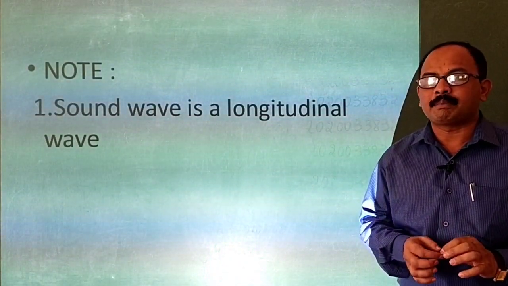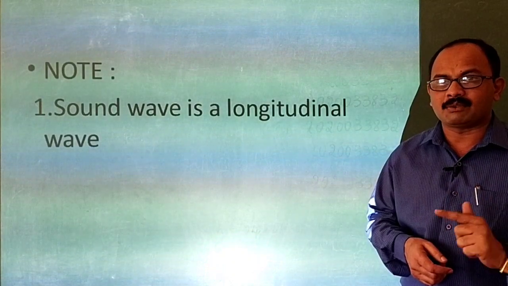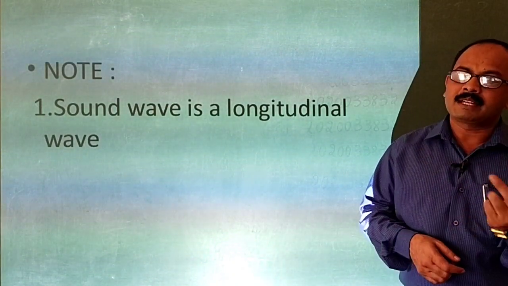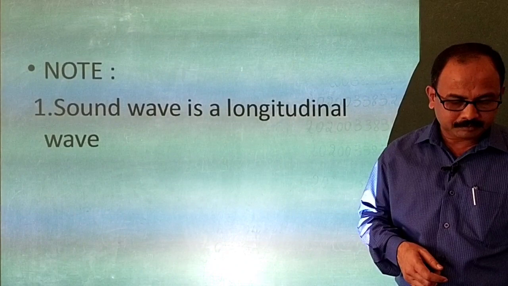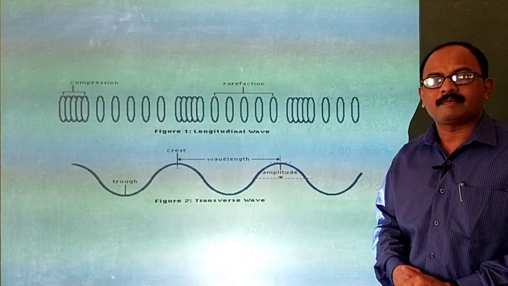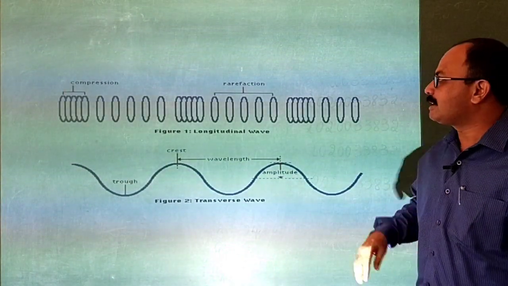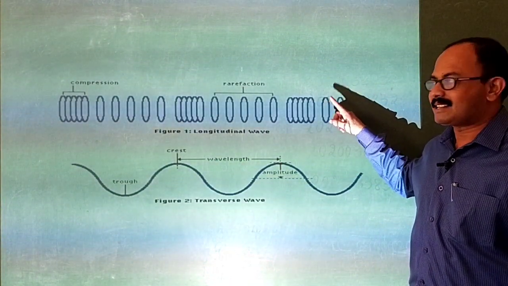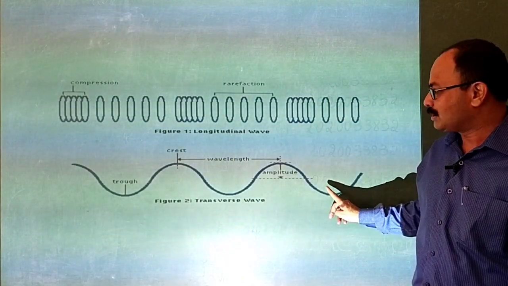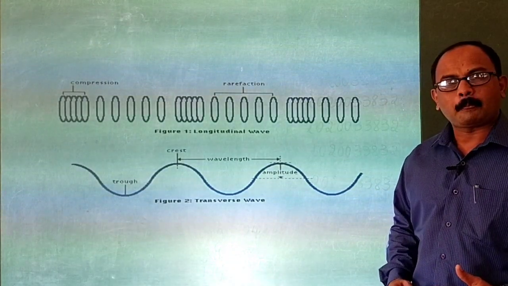A wave is a periodic disturbance which is created in a medium carrying energy. Longitudinal wave, transverse wave. The diagrammatic representation I have given to you. The diagrammatic representation of a longitudinal wave is this. The transverse wave, which I told you about, is this, children. What is the difference between these two?